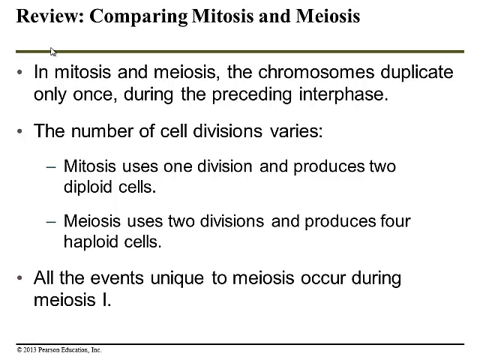In mitosis and meiosis, the chromosomes duplicate only once, during the preceding interphase. So interphase only happens at the very beginning, and then we have two rounds of splitting in meiosis. Mitosis uses one division and produces two diploid cells. Meiosis uses two divisions and produces four what? Haploid cells. Make sense? All the events unique to meiosis occur during meiosis 1.